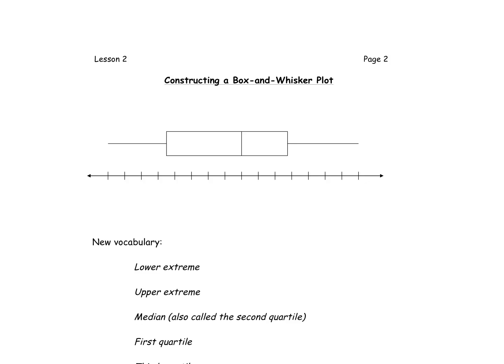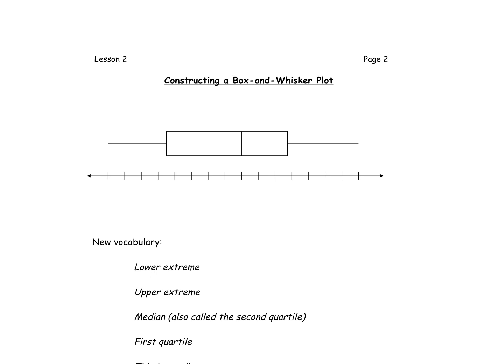Good afternoon. Today we're going to be working on Lesson 2, and we're going to be constructing a box and whisker plot. We'll work on page 2 and then page 3, so please make sure you're on that page in your packet. You may notice that we're going to have many new vocabulary words and kind of an odd-looking graph. On this graph, there are certain points, and that's what these terms refer to.